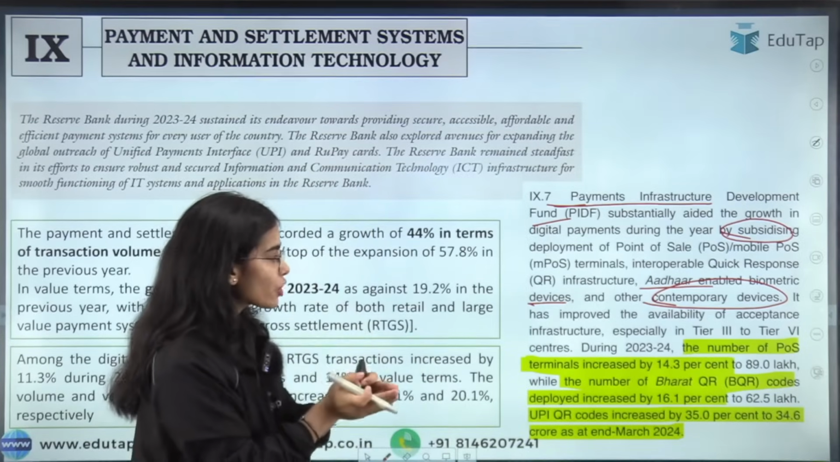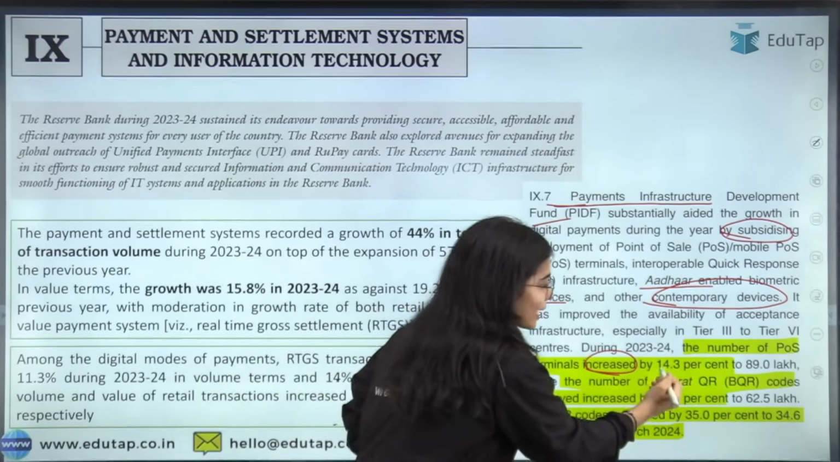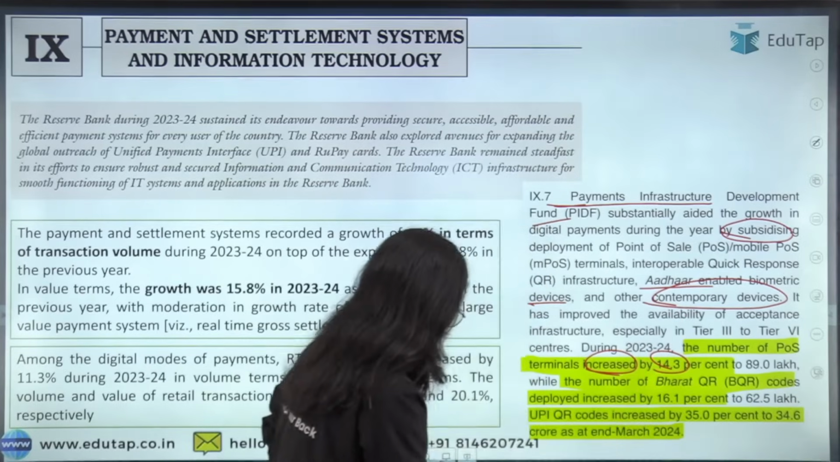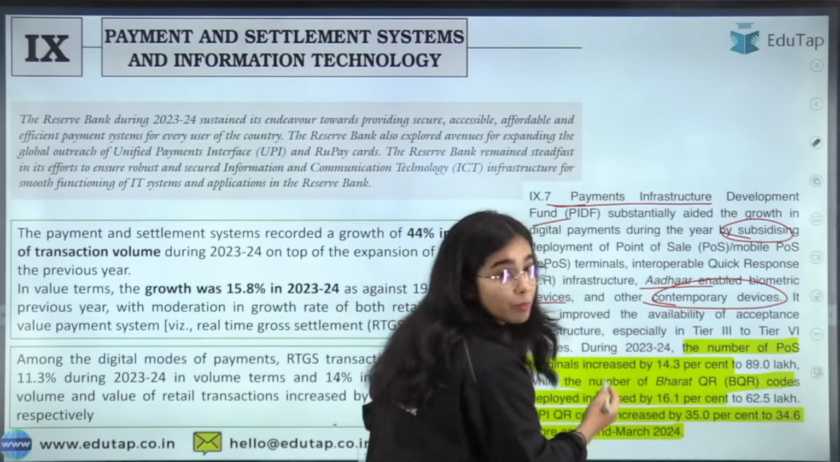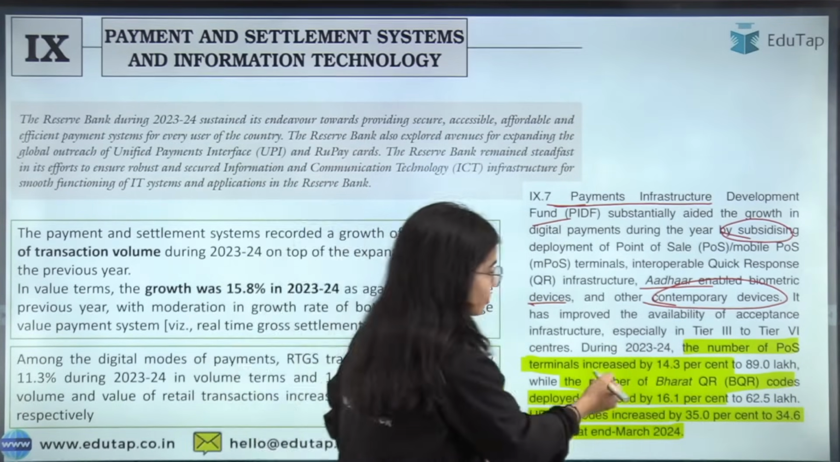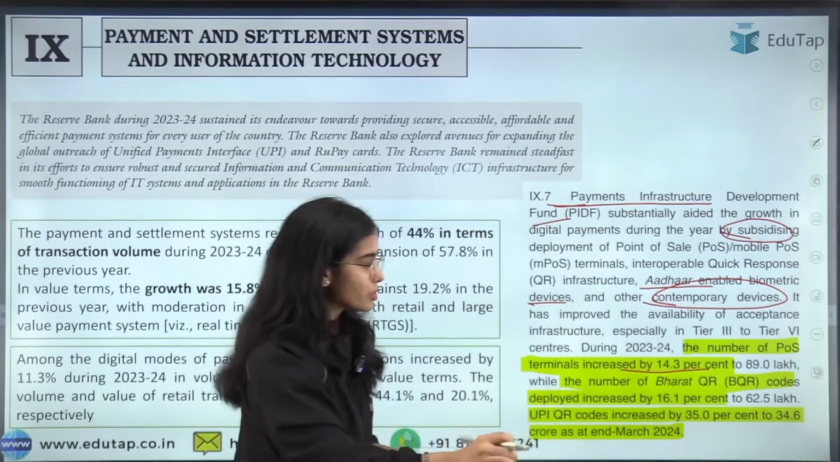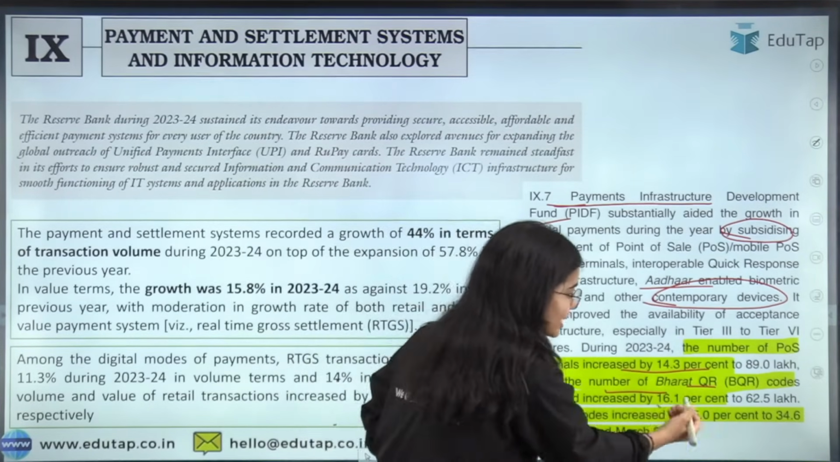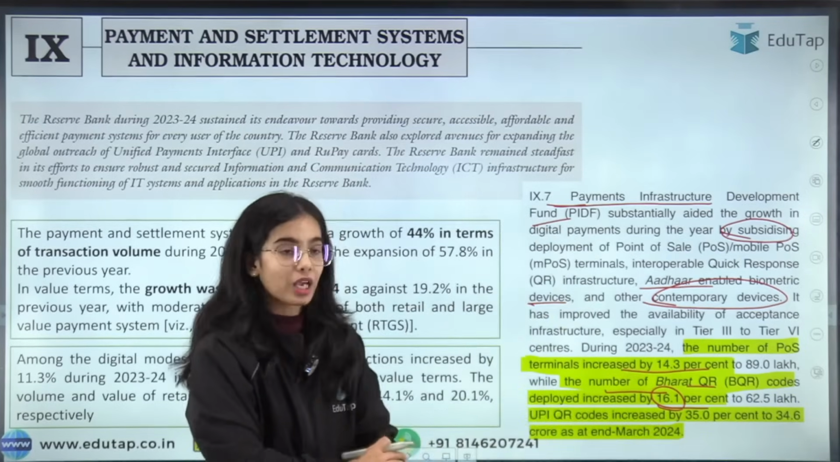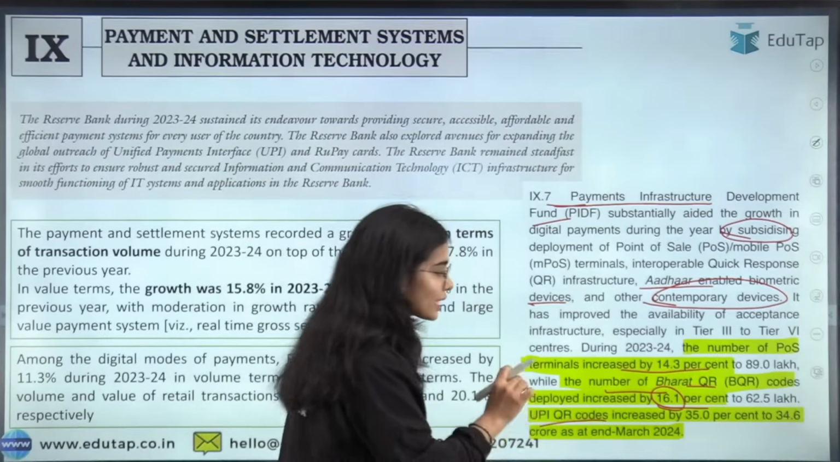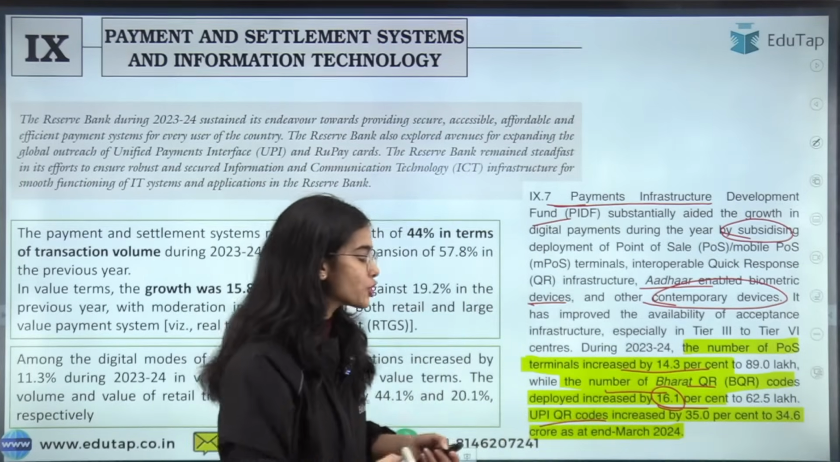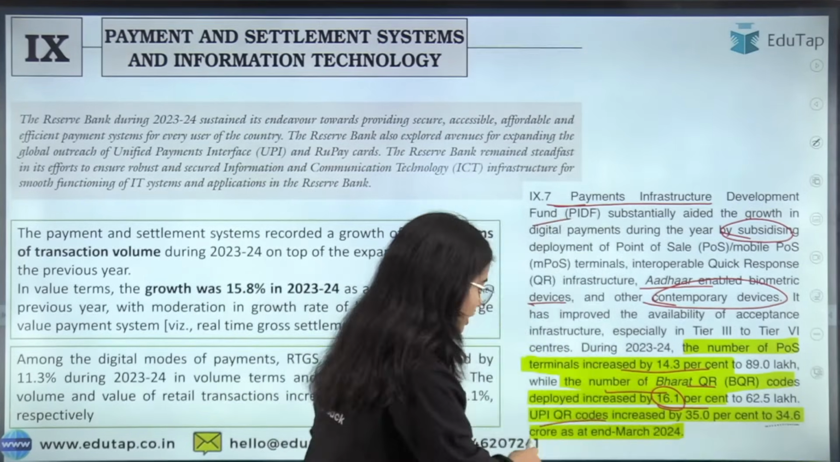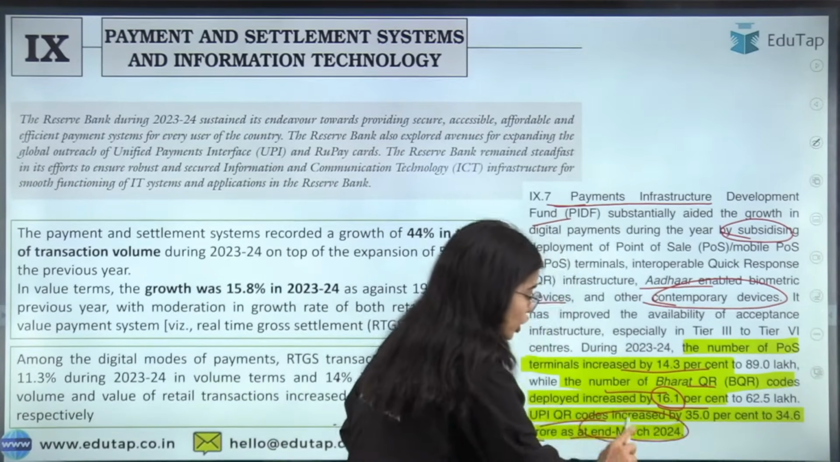So the number of POS terminals increased by 14.3%, and the number of Bharat QR codes employed increased by 16.1%. Now, UPI QR codes increased by 35% to 34.6 crore at the end of March 2024.